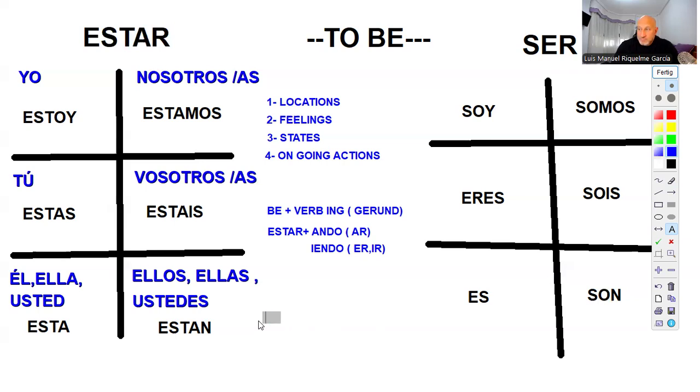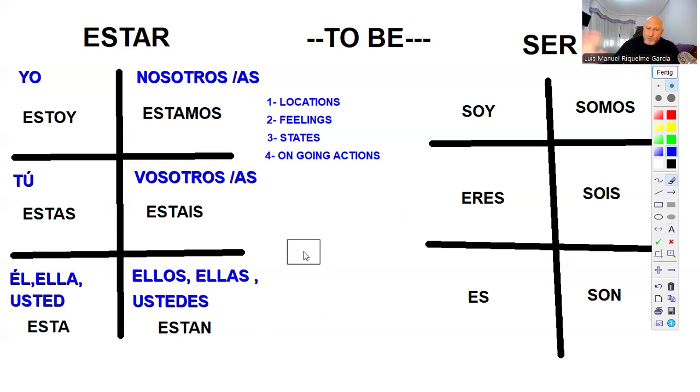So these are the four main uses of the verb estar. Let's compare them with the different uses of the verb ser. Although we have already seen those uses, it's good to put them together so you can compare and see when to use ser, when to use estar.